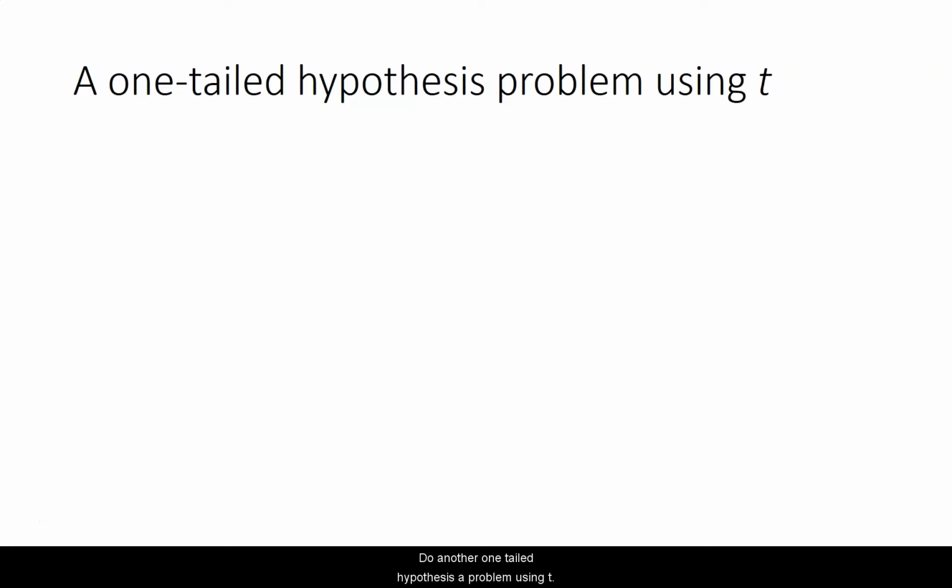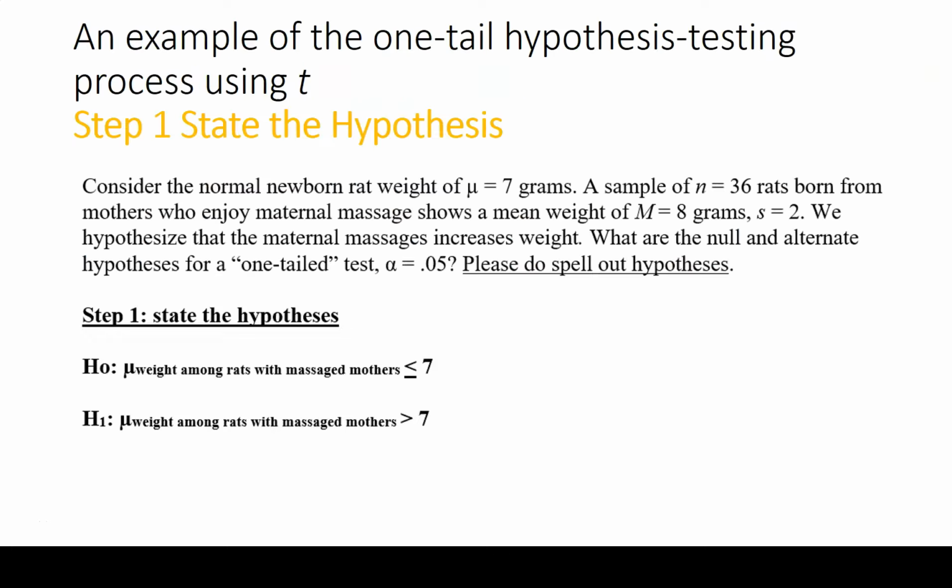Let's do another one-tailed hypothesis problem using T. In this case, we're going the other direction in terms of tails. Consider the normal newborn rat weight of 7 grams, which is probably too heavy, but just go with me on this. A sample of 36 rats born from mothers who enjoy maternal massage.